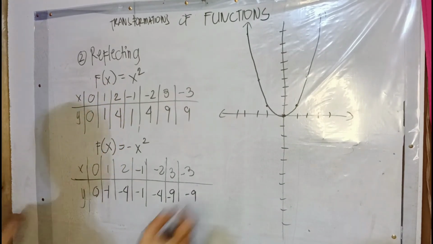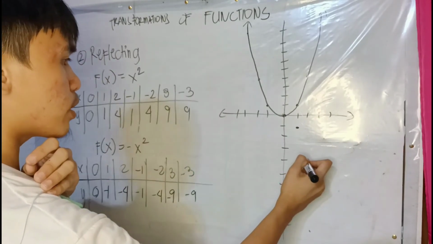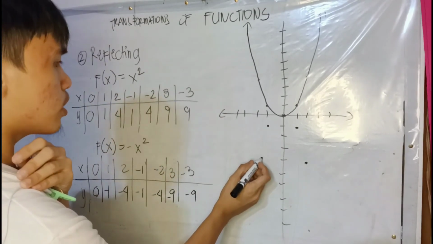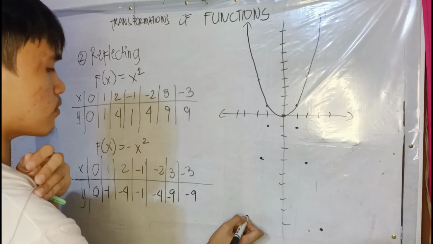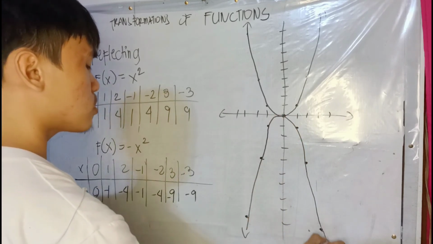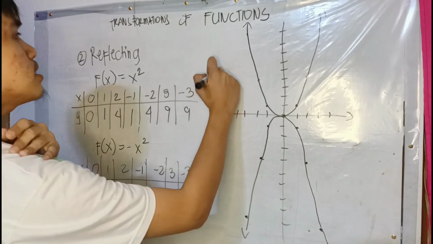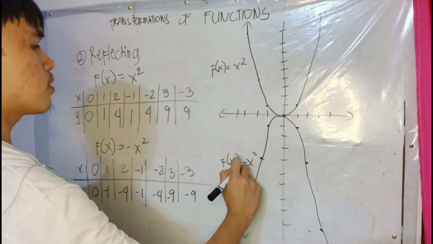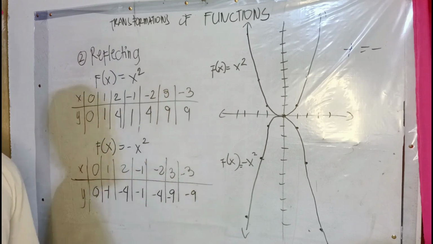So our graph: 0 and 0, 1 and negative 1, 2 and negative 4, negative 1 and 1, negative 2 and 4, 3 and negative 9, and negative 3 and 9. So that is reflecting, right? This one is f of x equal to x squared and this one is f of x equal to negative x squared. Reflecting positive gives negative. That is very simple.